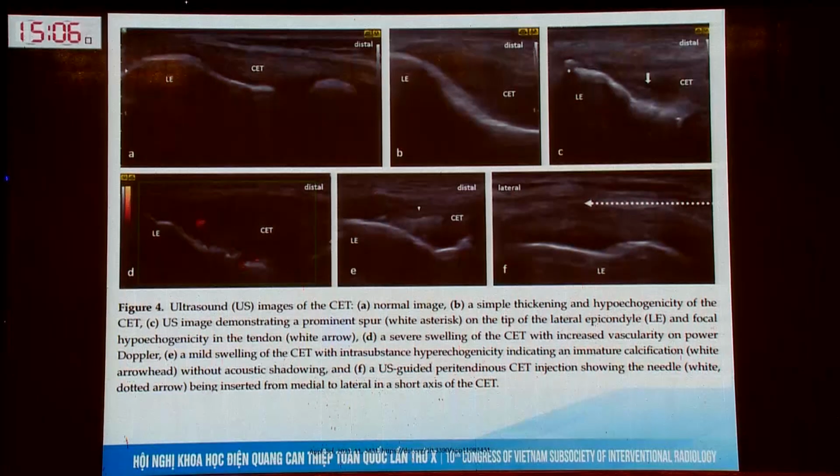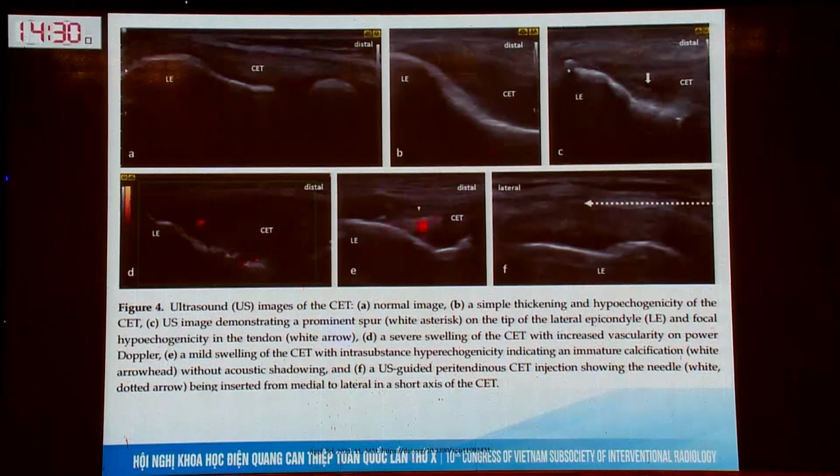So picture A shows the normal common extensor tendon insertion to the lateral epicondyle. Here, this is the normal image. And this is a mild thickening of the common extensor tendon. And here you can see there is a prominent spur. And you can see the hypoechoic area within the common extensor tendon. When you see this kind of focal hypoechoic lesion, this is going to be the target of the injection.